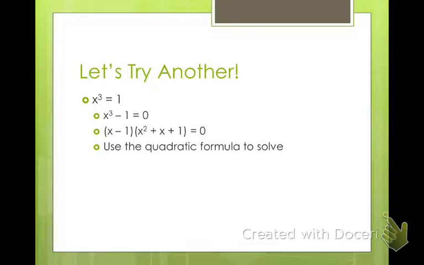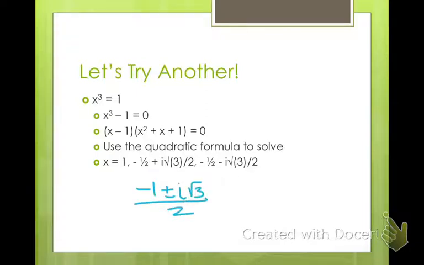Alright, and then x squared plus x plus 1 is not factorable, so we need to use the quadratic formula just like we did before. And then you find that your solutions are 1 because of the x minus 1 equals 0, and then we also have negative 1/2 plus i square root of 3 over 2, and negative 1/2 minus i square root of 3 over 2. You can write them like that, or you can also write it as negative 1 plus or minus i square root of 3 all over 2. Both are acceptable ways to write them.